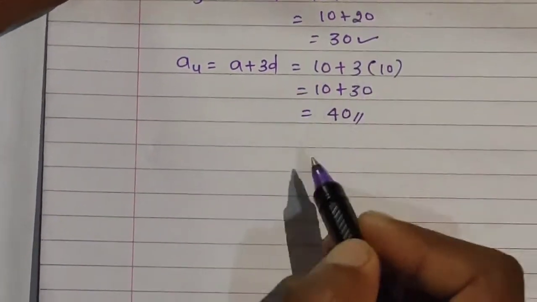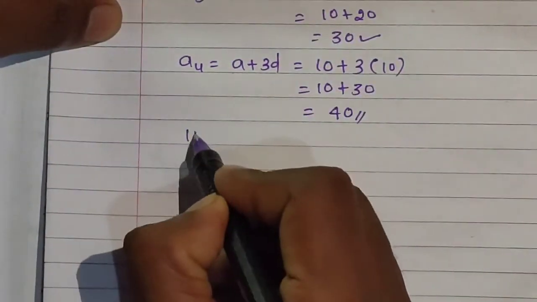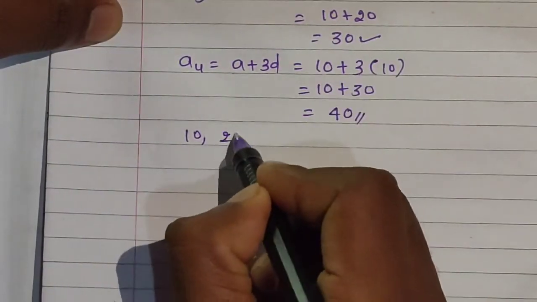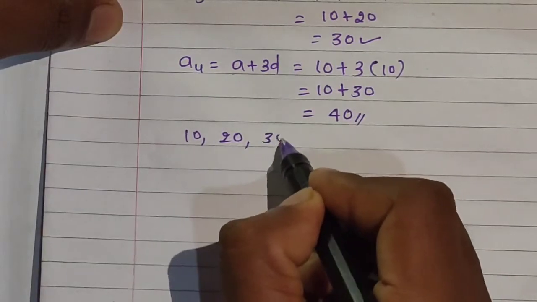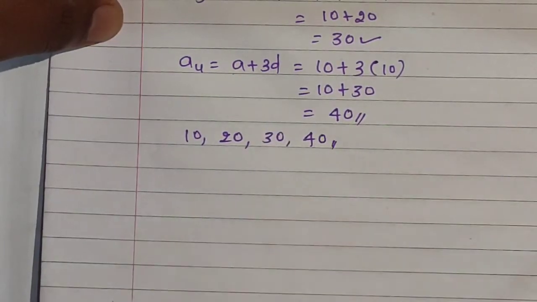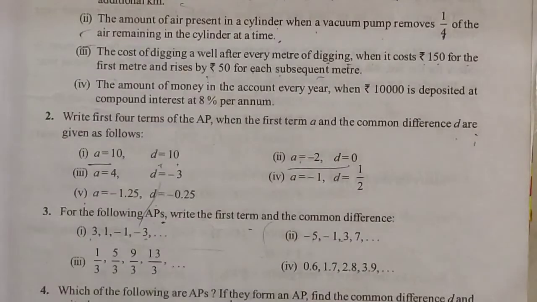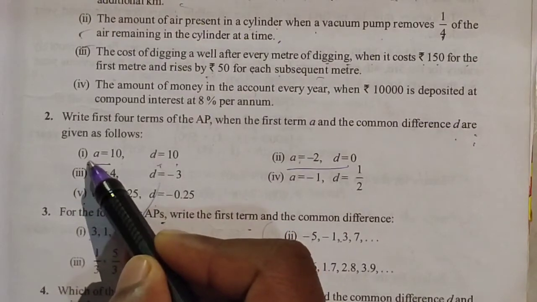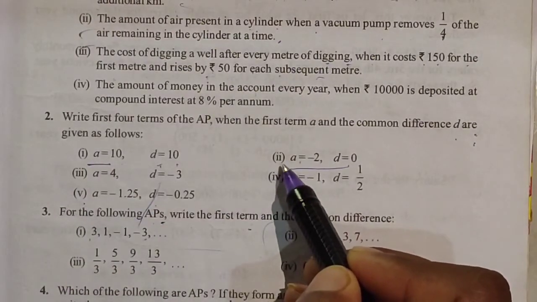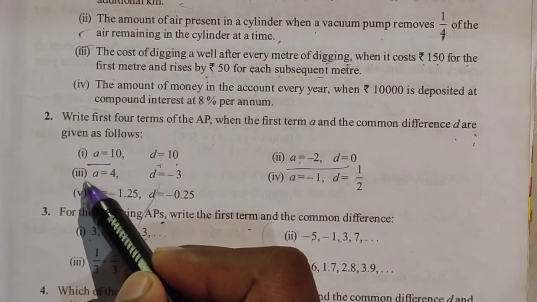It means the first four terms are: first term is 10, second term is 20, third term is 30 and fourth term is 40. This is your answer. Next, sub question 1 is over. Sub question 2 you can take as practice. I will take the third one to solve now.